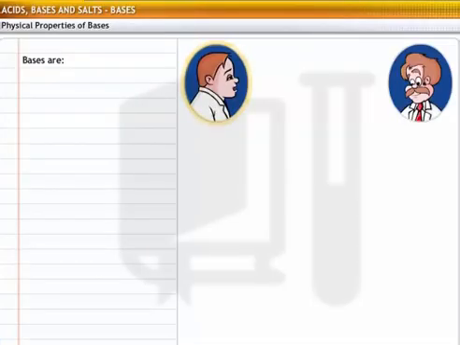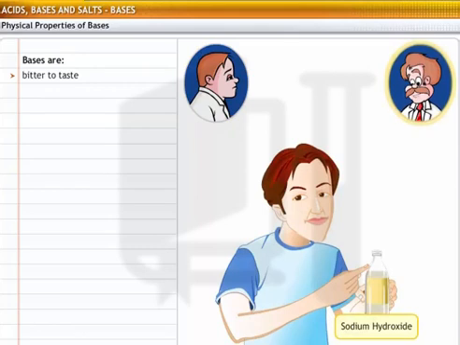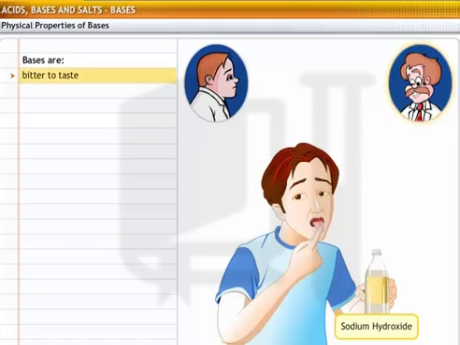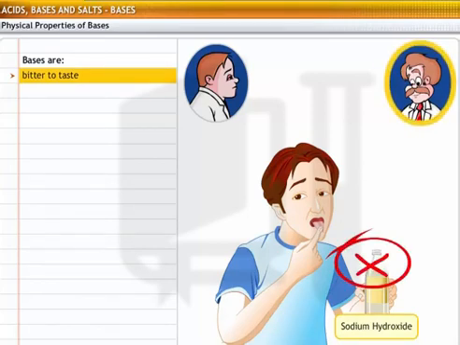How can one identify a base? Do they have any unique properties? Yes, they do. Bases can be identified with their physical properties. For example, they are bitter to taste. But you must never taste a base, as strong bases are corrosive in nature and denature the protein.